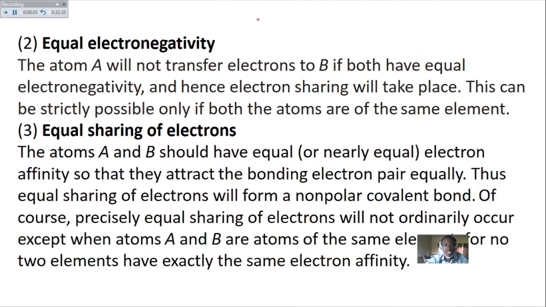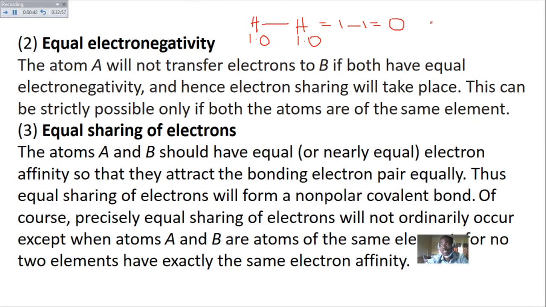You see, if the electronegativity is equal, like hydrogen and hydrogen, what happens? Let's say this is 1.0, and this is 1.0. By the time you subtract, you have 1 minus 1. You are going to get what? 0. Therefore, they must have equal electronegativity. Hence, electron sharing will take place. We need to share electrons for them to have what we call a covalent bond.